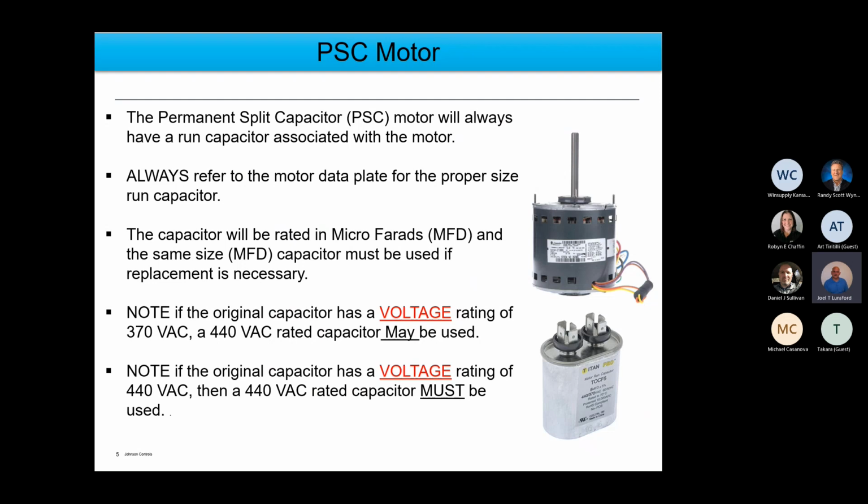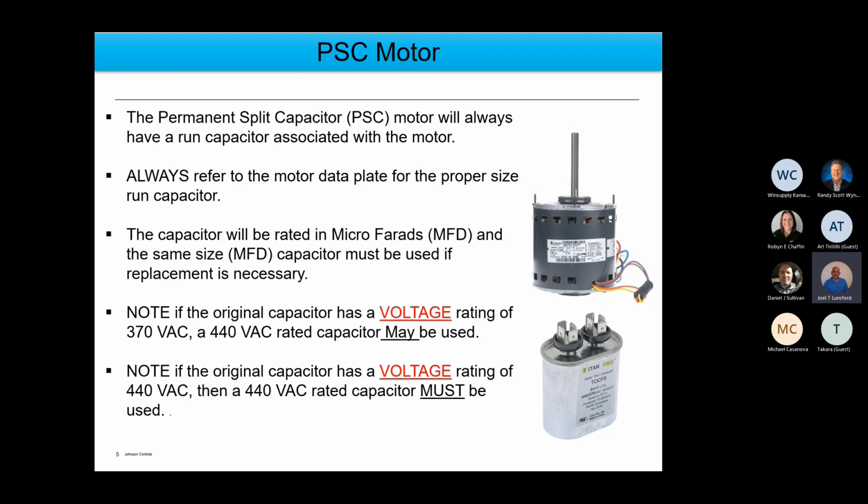But we always want to refer to the motor data plate for the proper size run capacitor. Now, this is very, very important. The capacitor will be rated in microfarads. Microfarads, also called MFD, is a rating of how big the capacitor is, not physically, but what it's rated electrically. Microfarads are a rating for capacitors only. So when you're thinking about capacitors, you'll have a different microfarad rating. It's how they're rated. Now, remember, the same size microfarad capacitor must be used if replacement is necessary.